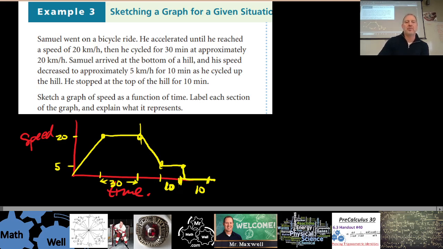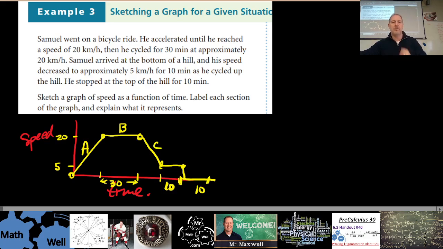Sketch a graph of the speed as a function of time. Label each section of the graph and explain what it represents. This section, A. Guys, keep focus, please. We're almost done. This section, A, is him accelerating from a stop, accelerating to 20 kilometers per hour. B is him staying at 20 kilometers an hour for 30 minutes.